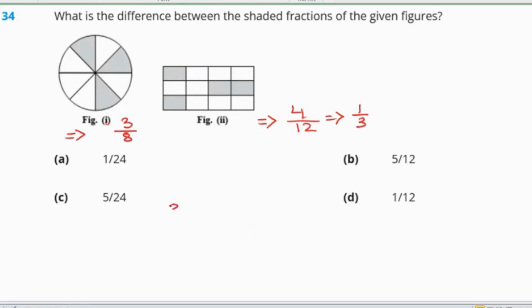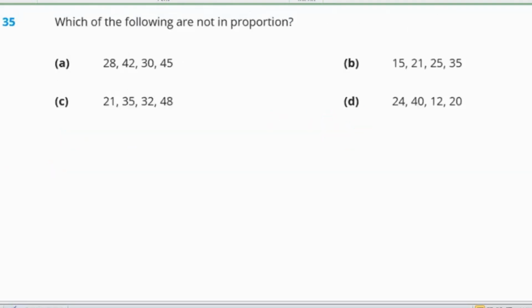Now we need to find the difference between them. So 3 by 8 minus 1 by 3. The LCM we will be getting is 24. Here 8 times 3 is 24, so 9 should be there. And 3 times 8 is 24, so 8 should be there. Okay, so 9 minus 8 is 1 by 24. So our answer has to be 1 by 24. Got it? Okay.